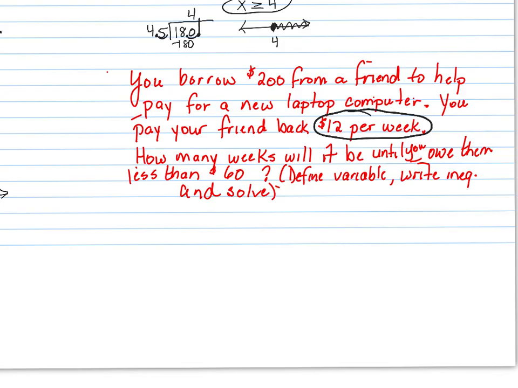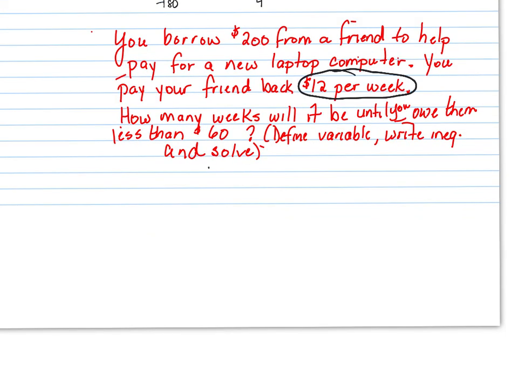It's $12 a week, right? So what letter do you want to use? How many weeks? Until what? Less than 60? Okay. So you start with $200 having to pay them.